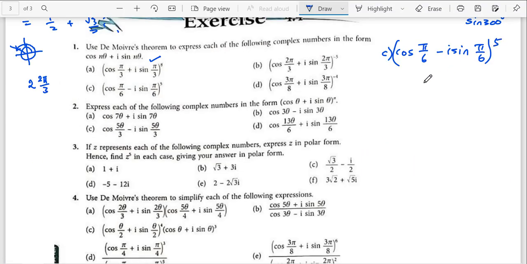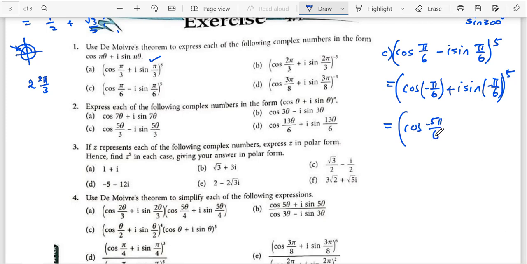Okay, to the power of 5. If in this case, what do you need to do? Because here negative means that the angle is, if here negative, the angle should be negative. You change to, before you do the De Moivre's theorem, plus i sin, must plus i every time. Pi over 6 to the power of 5. Okay, you change to negative. If here got negative, both you change to negative. Then negative 5 pi over 6.